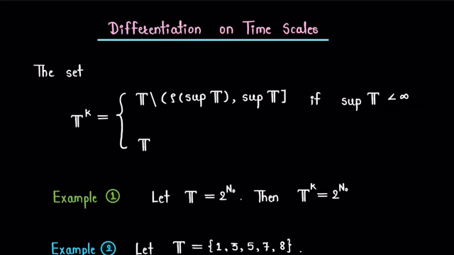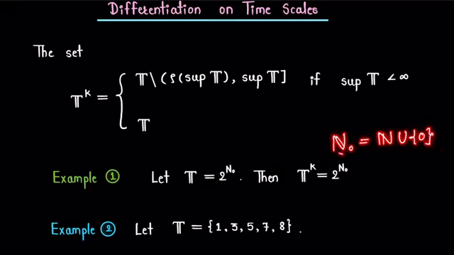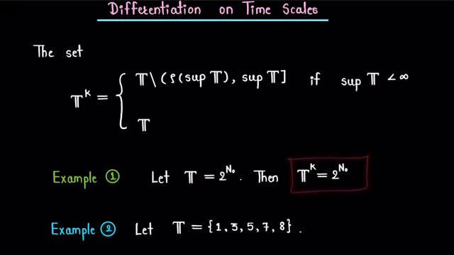Now we will see two examples. As a first example, consider a time scale T which is the set of numbers 2 to the power n, n in N naught. Now this time scale will have infinitely many points, and the set N naught is the set of natural numbers union 0. Now for this time scale the set T to the power kappa will coincide with 2 to the power N naught, since here we can't determine its supremum.